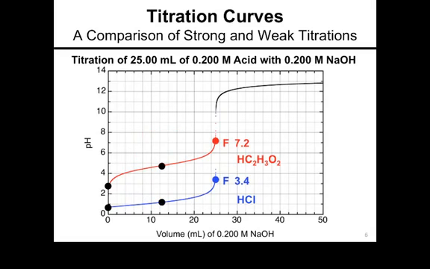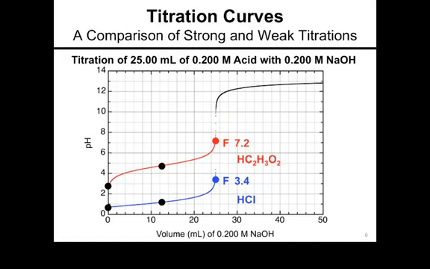Now I did this point last, but on the curve it comes up before the equivalence point. This was at 24.9 milliliters. So what's the pH when we were 1/10 of a milliliter away from the equivalence point? And for HCl, the pH is still way down there, 3.4. But it's gotten a lot higher. For the acetic acid, it was 7.2.